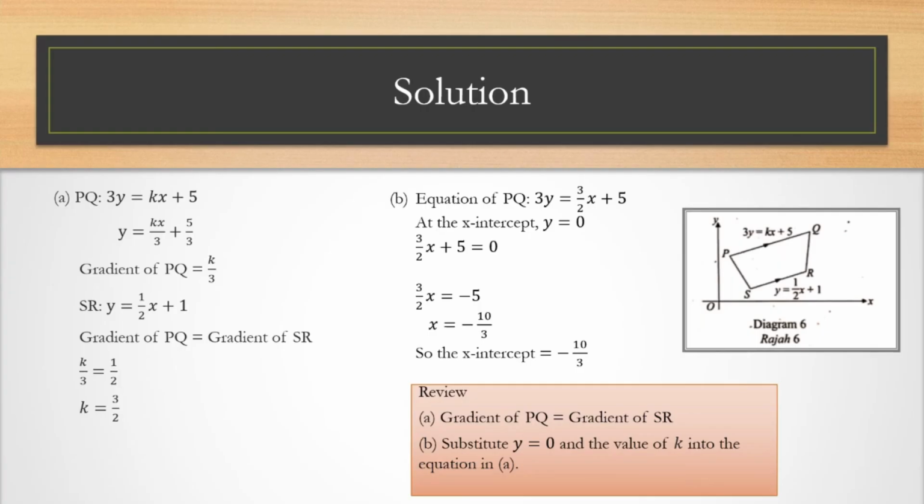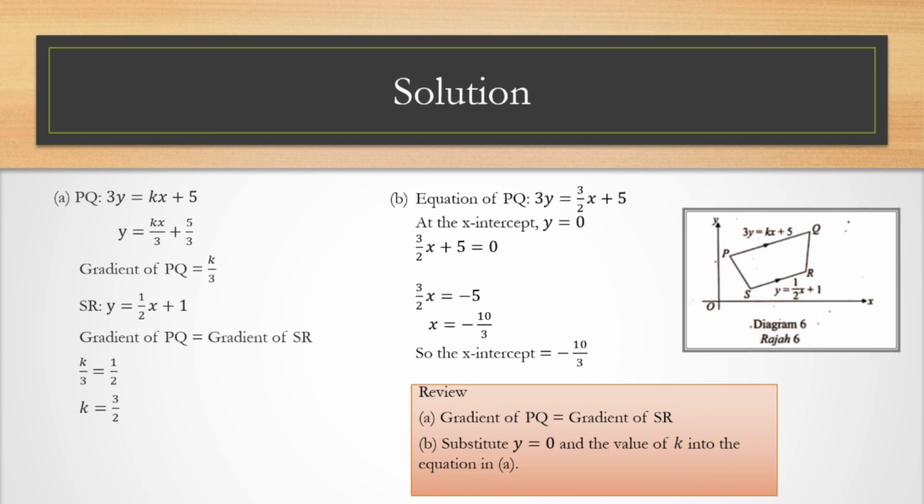Now, we look at the solution A. Since we know that line PQ is parallel to line SR, therefore they have the same gradient. And we want to find the value of k. First, we need to change the equation of line PQ into the form y equals to mx plus c. Then, we find the value of k by comparison, which is gradient of PQ k over 3 equals to gradient of SR 1 over 2, and we will get that k equals to 3 over 2.